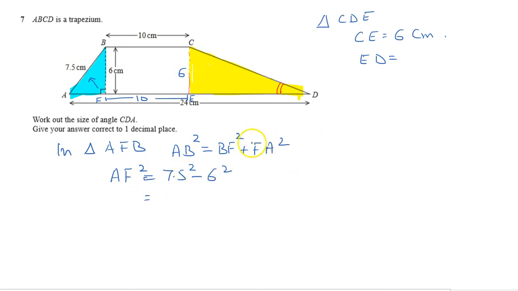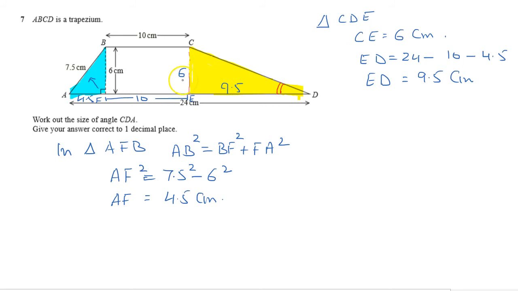So if you calculate, you will get 4.5 centimeter. So this is 4.5. So ED is equal to 24 minus 10 minus 4.5. So ED will be 9.5 centimeter. Now this is 9.5 centimeter, this is 6 centimeter.